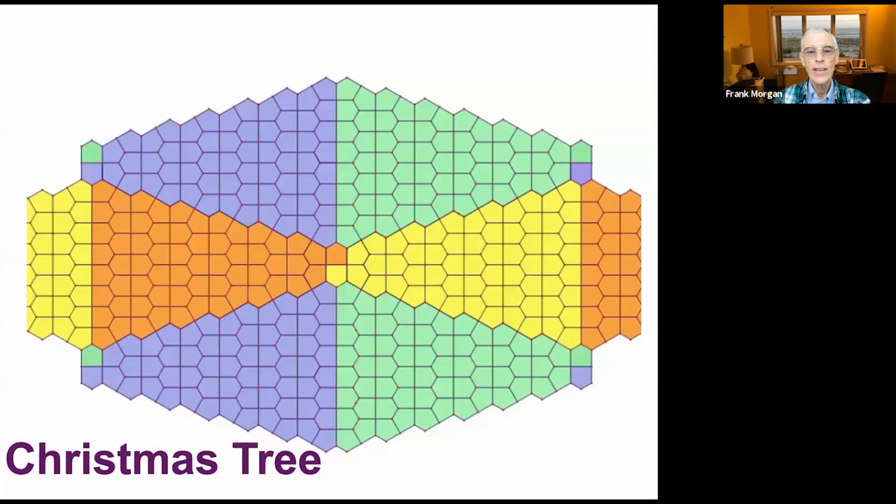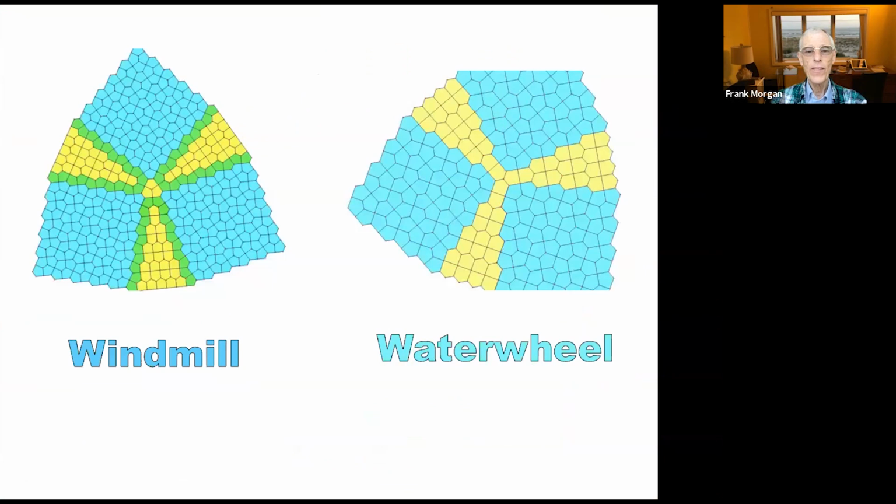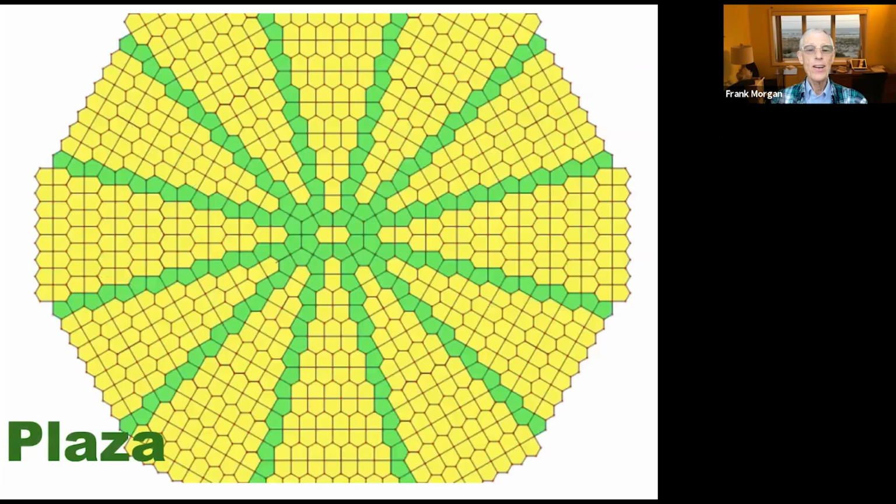Here's one that has just the reflective symmetries, left to right and top to bottom, which they called Christmas tree. And here was one that has no symmetries whatsoever, chaos. It doesn't quite have the threefold rotational symmetry. It isn't quite centered like that. No symmetry at all. Here are a couple that do have the threefold rotation symmetry, which they called windmill on the left and water wheel on the right. And here was the one I like, plaza, they called.